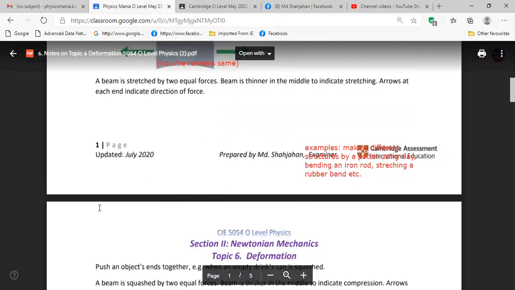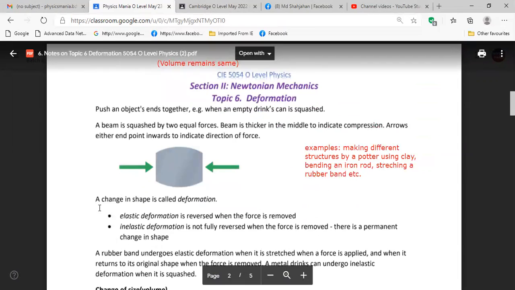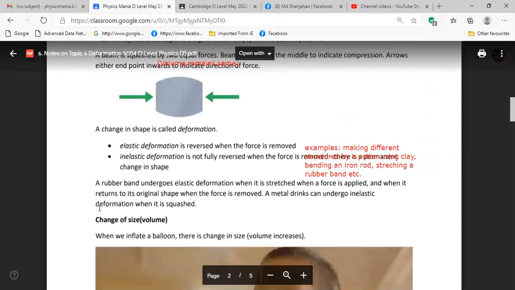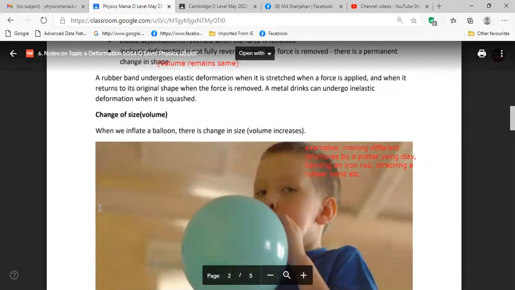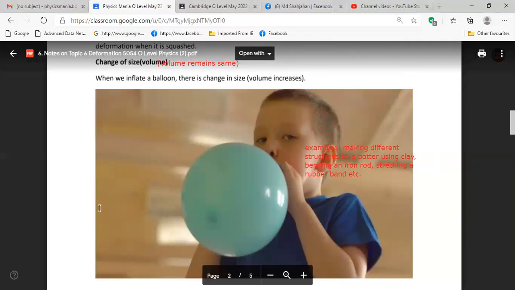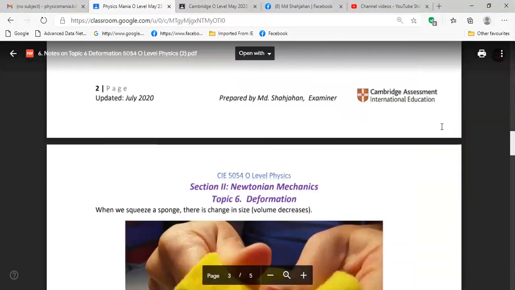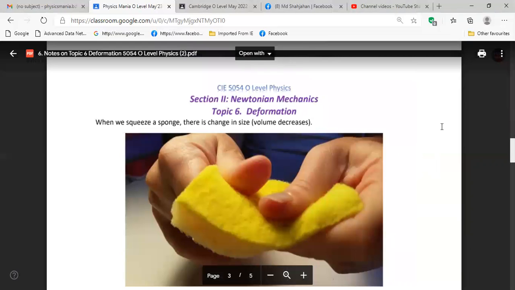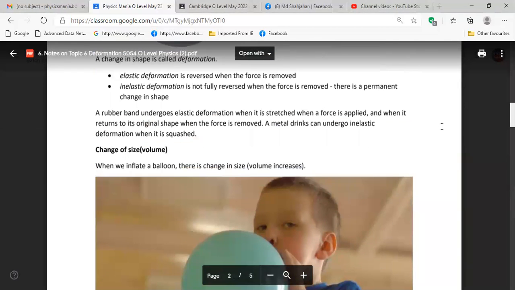Then we have here change of size. Read this please. When we inflate a balloon, there is a change in size. Volume increases. Then you continue. When we squeeze a sponge, there's a change in size. Volume decreases. Yes, so you write here change of size, in bracket you write volume changes.